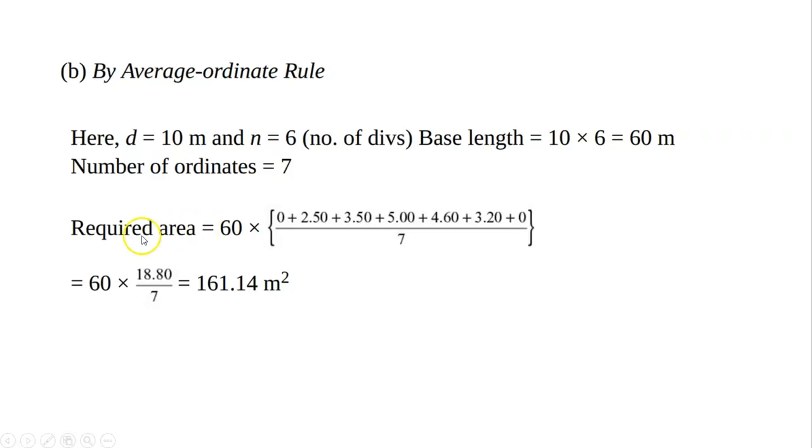Right, now how do we calculate area? Again, it is 60 into some length. This is the average of all the ordinates, the sum divided by the number of the ordinates, and that's how we would end up with an area of about 161.14 meter square. Next is by using the trapezoidal rule.